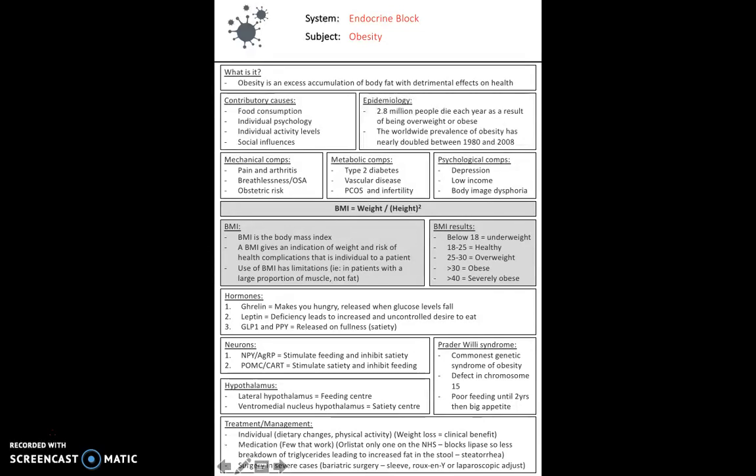There is a link to a syndrome of obesity. The commonest genetic syndrome of obesity is Prader-Willi syndrome, and this is a defect in chromosome 15. They tend to have poor feeding until around 2 years old. They seem to be behind, and then all of a sudden they get a ravenous appetite from there onwards.